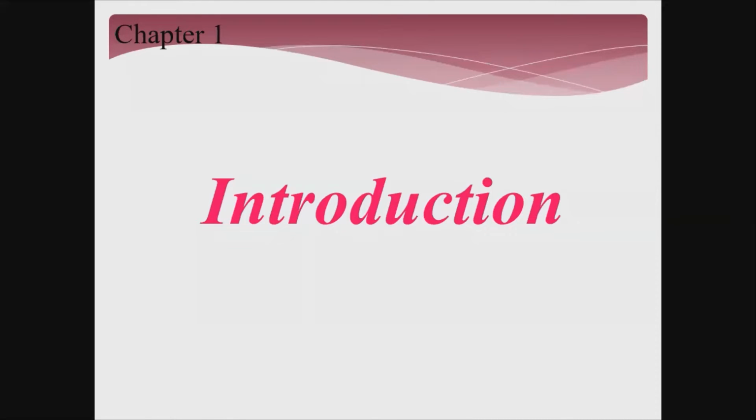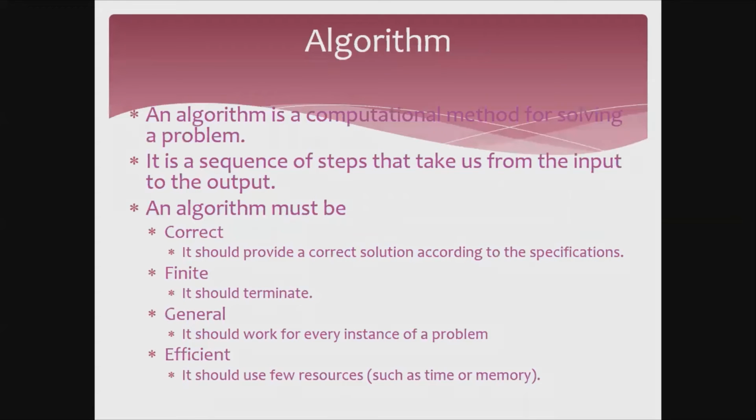So our discussion is all about the introduction to data structure. This is chapter 1. So let me discuss to you about algorithm. During CS 1 to 6, we've already discussed what are algorithms and what are the types of algorithm. Again, when you say algorithm, it is a computational method for solving a problem. It's also a sequence of steps that takes us from the input to the process down to the output.